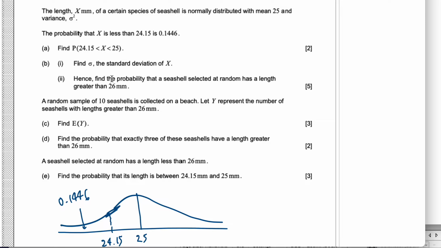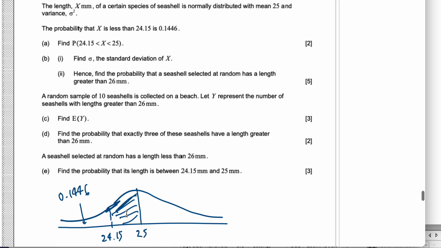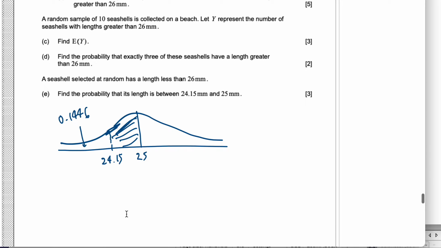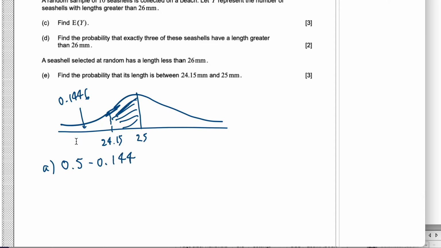Okay, so now it says find the probability from 24.15 to 25. So we're looking for this shaded region right here in part A. Hopefully just by looking at the diagram, it becomes a little clear that all you need to do for part A is, to the left of 25 is 50%, so we just need to subtract this amount here. So 0.5 minus 0.1446.